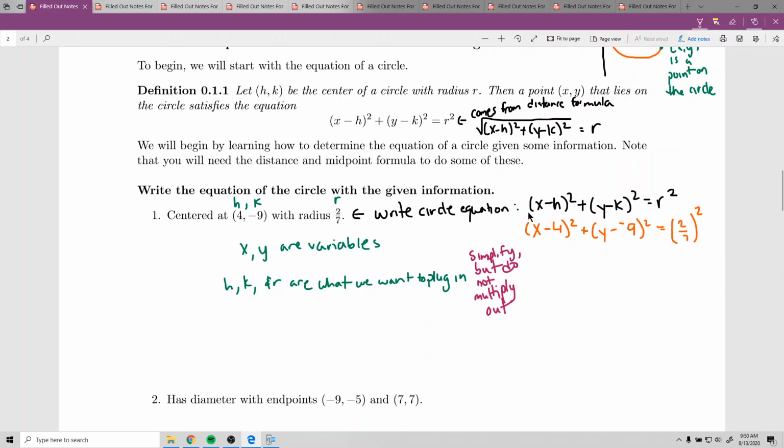Right, so (x minus 4) squared is perfect. There's not a double negative there. Y minus negative 9 becomes (y plus 9) squared. And then (2 over 7) squared is 4 over 49. Right, so in an ideal world, in an ideal question, in this section, you would be given the center and the radius, and you'll figure out from there.